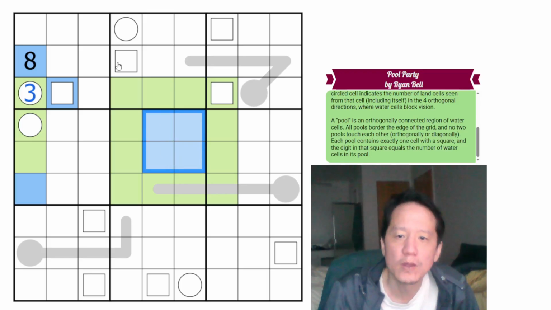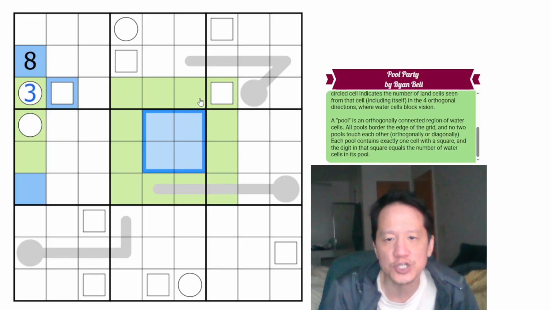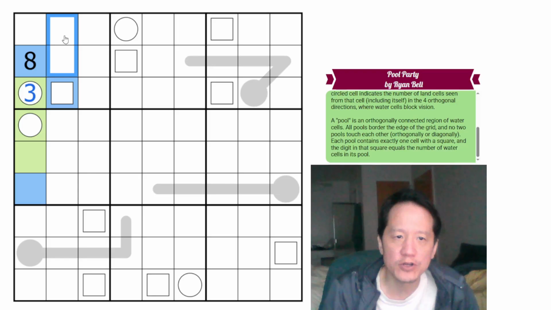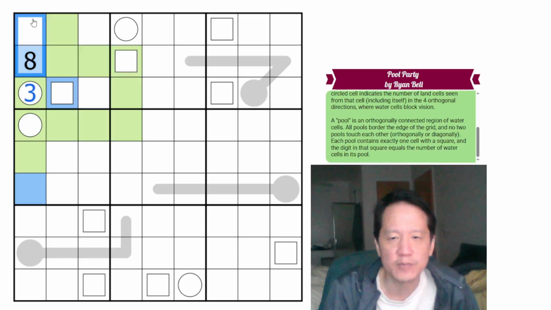And no two pools touch each other orthogonally or diagonally. Okay, that's interesting. So there could not be something going on like this, right? Because this is a pool, but this is a separate pool because they're not orthogonally connected. But since they're touching diagonally, that's strictly not allowed, because no two pools can touch each other orthogonally or diagonally.